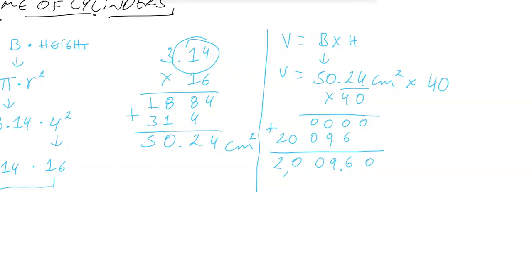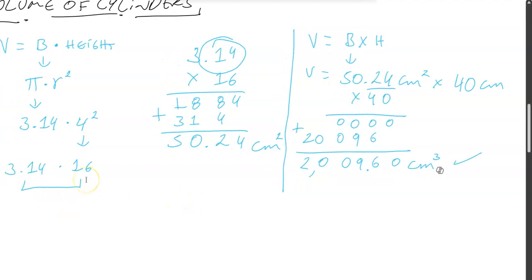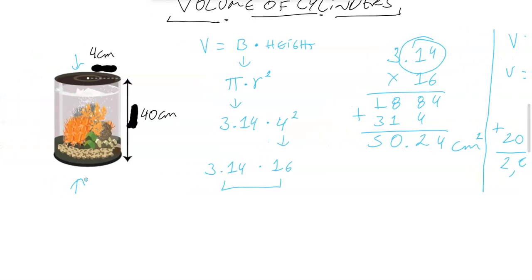So my answer will be 2009.60 cubic centimeters, because this one is centimeters. Centimeters squared times centimeters, power 1, gives centimeters cubed. This is the volume. That means this is all the water that can fit inside this fish tank in the shape of a cylinder.